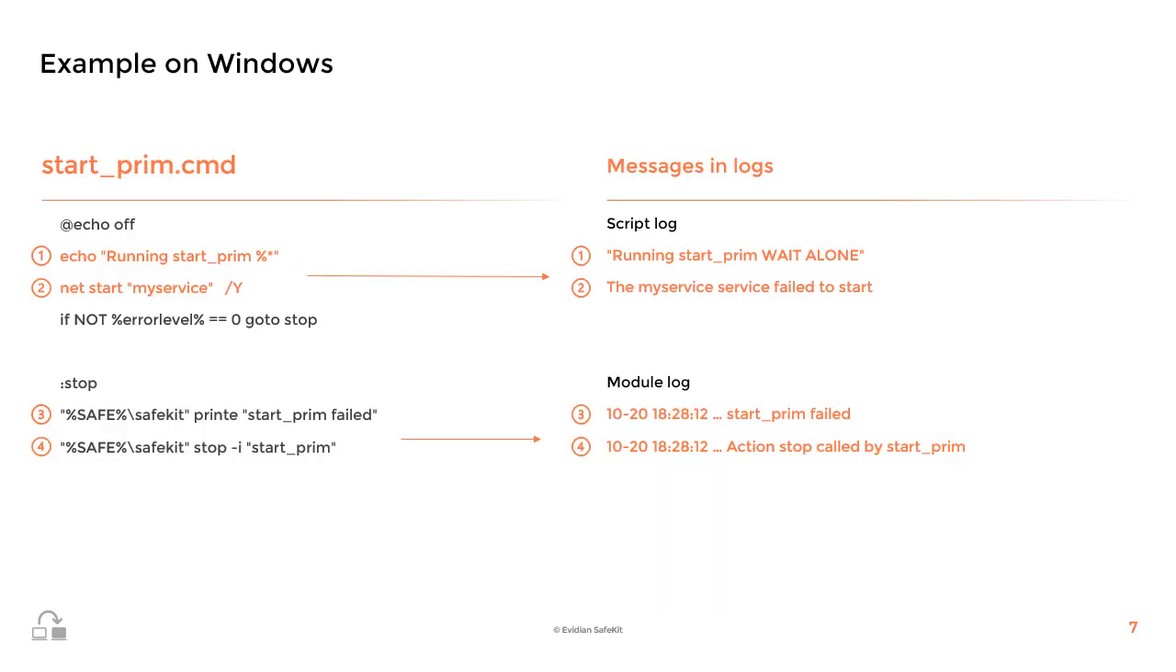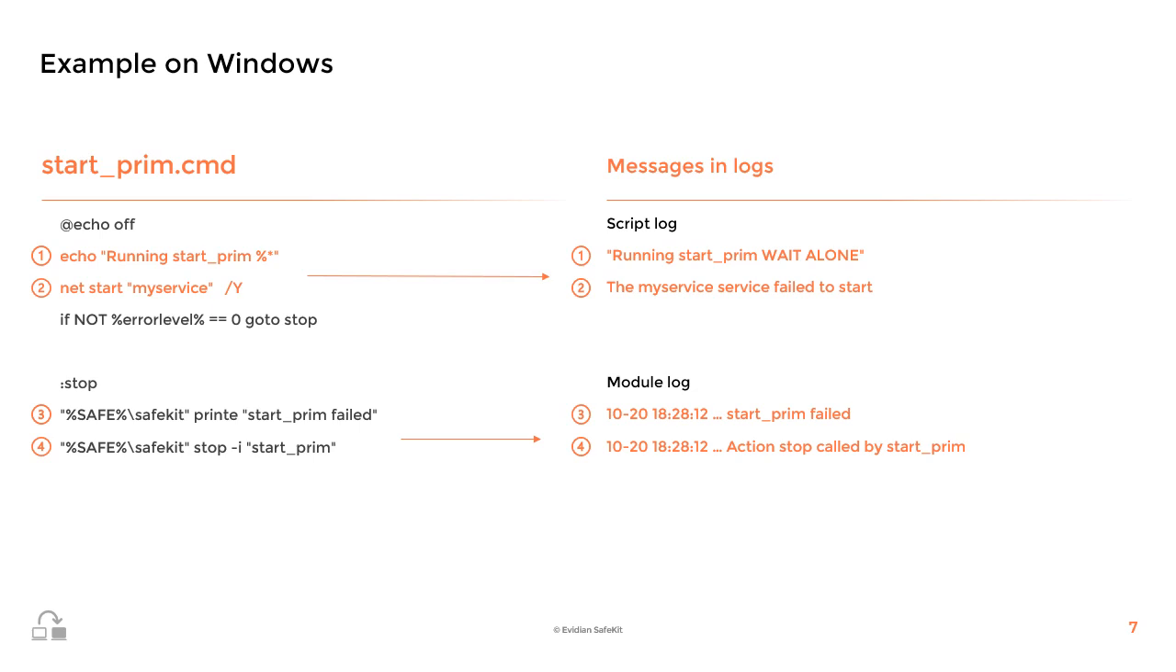Let's now explain how to log messages from a restart script, either in the script log or in the module log. As shown in points 1 and 2 on the slide, all output messages of startprim go into the script log. Thus, for debugging purposes, you can write specific messages in the script log just with the echo command. More generally, you will find the outputs of service startups and stops in the script log, along with any potential error messages that can help with debugging.